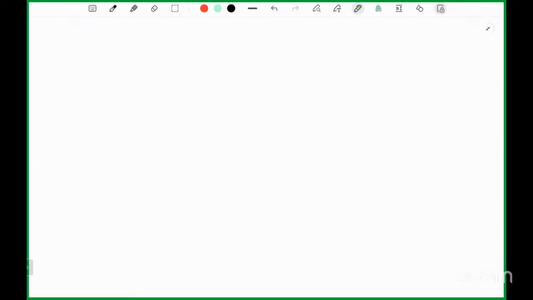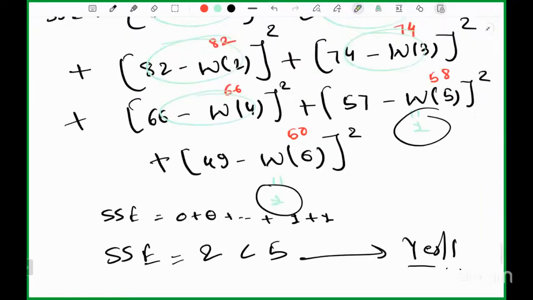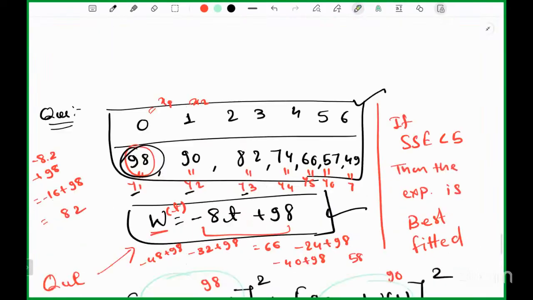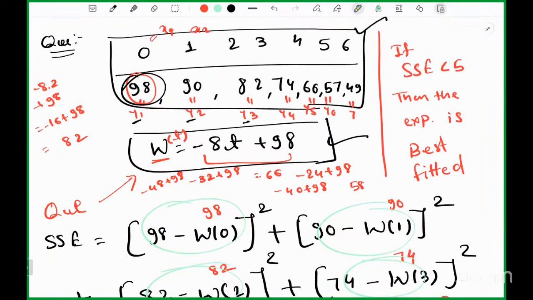So there are 2 to 3 types of questions based on SSE. One is a very simple type of question which we have solved here. Another one is where you need to figure out from 2 to 3 expressions. Here only one expression was there, but there could be more than one expression, and you have to judge which of them is the best fit, right? Again, the minimum SSE will give us the best fitted answer. So you just have to find the expression with minimum SSE. That will be the second type of question.